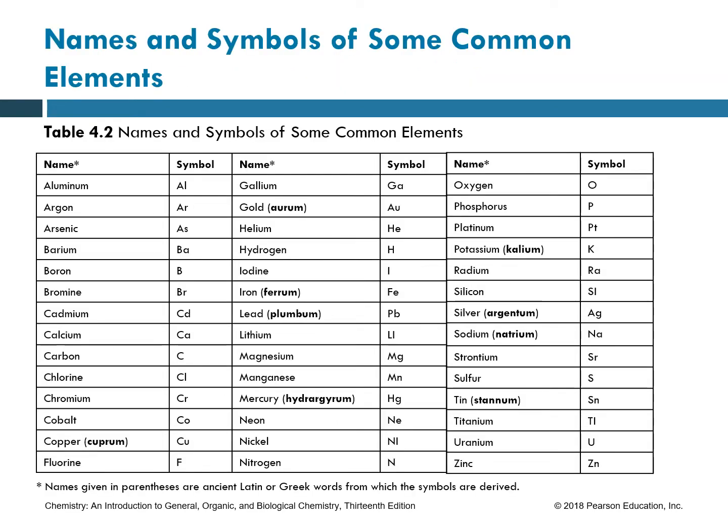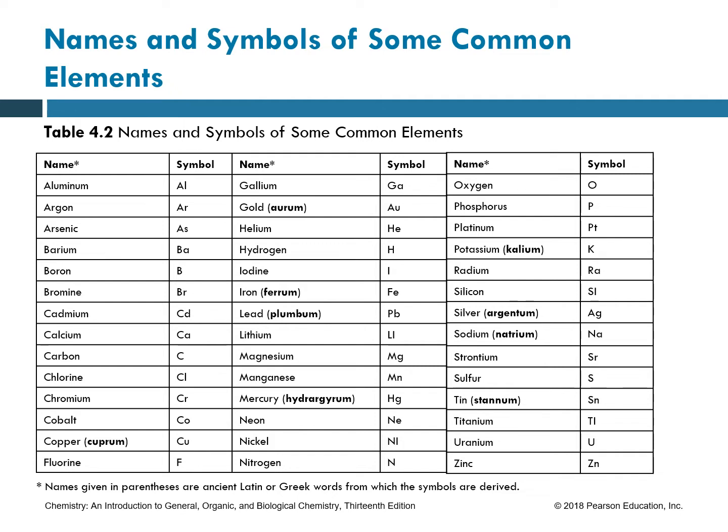Some of the elements are very easy. For instance, aluminum is abbreviated as Al. We saw an element like carbon, which is abbreviated as capital C. Chlorine is written as Cl, right? Cobalt is very simple, the first two letters written as Co. Some of the elements, on the other hand, are a little difficult. The name and the symbol do not really match.